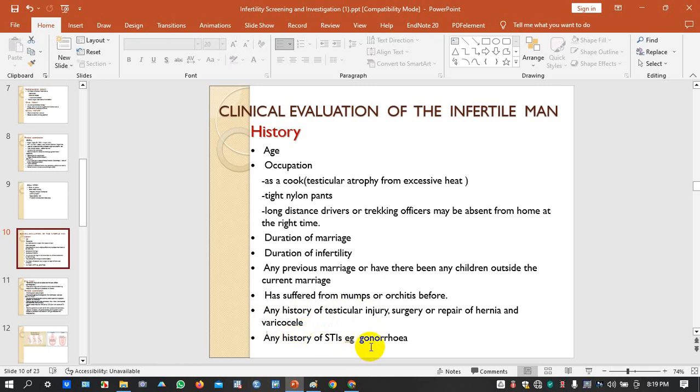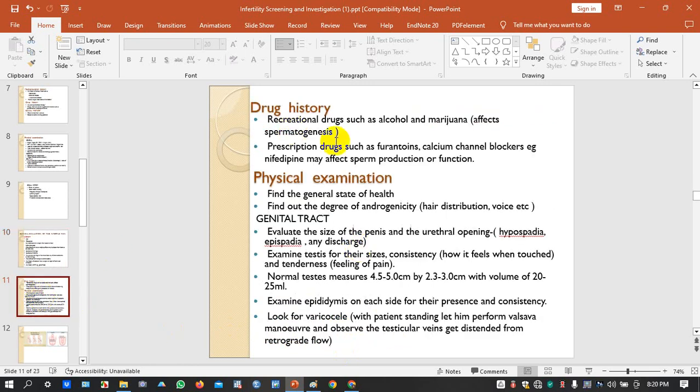Any history of STIs or gonorrhea can also affect sperm production. Drug history. Recreational drugs such as alcohol and marijuana affect spermatogenesis. Prescription drugs such as nitrofurantoin. Nitrofurantoin is an antibiotic used to treat and prevent urinary tract infections such as cystitis.